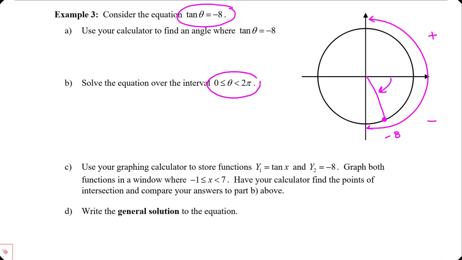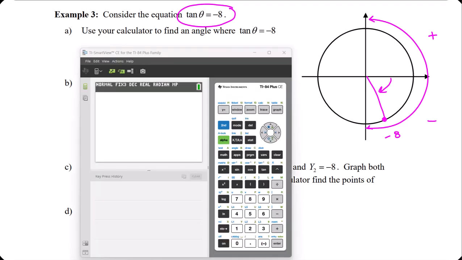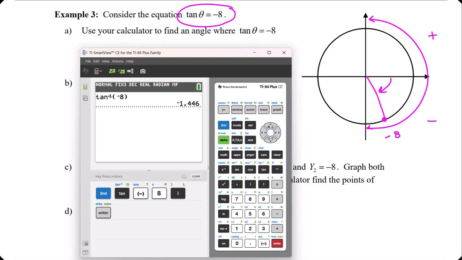Small problem. This wants a positive answer. So when we get to that, we have to keep that in mind. So second tangent of negative 0.8, remember use the negative sign, not the subtraction, enter, and you see it gives me a negative angle, negative 1.446. That goes down into the fourth quadrant. So negative 1.446.